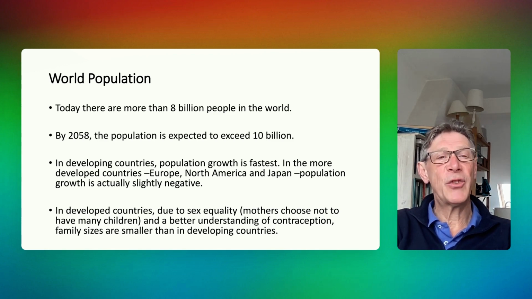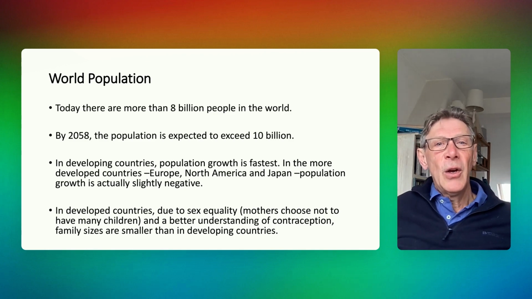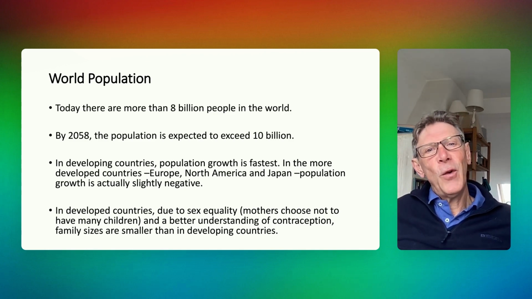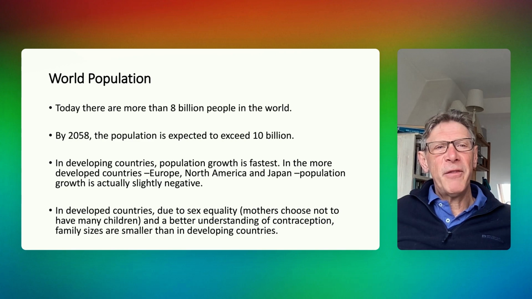In the more developed countries, like in the UK and in Europe, North America, Japan, actually our populations are falling. If you think of a typical family, if a family has two children, then the population growth will be zero because the two children will replace mother and father. So in Europe, North America, and Japan, we're not even replacing.